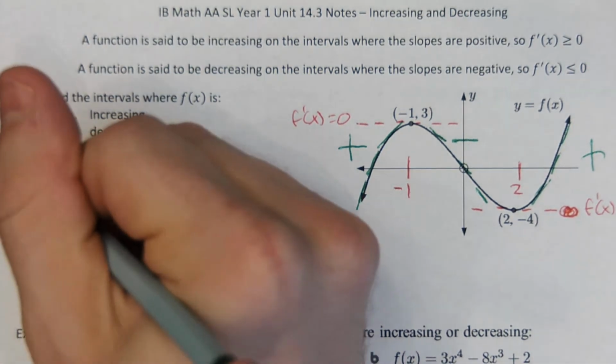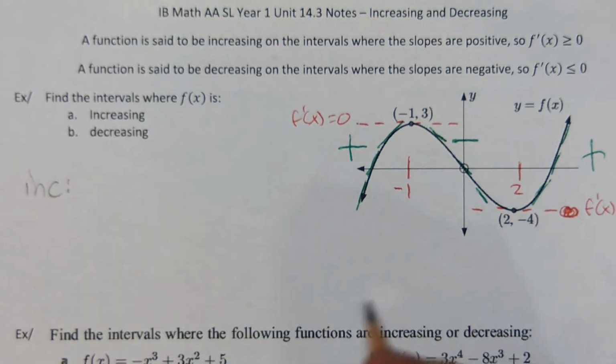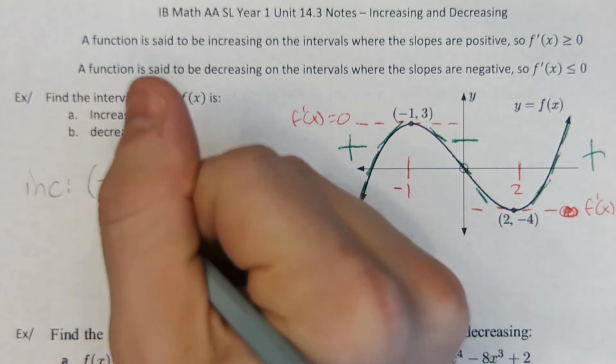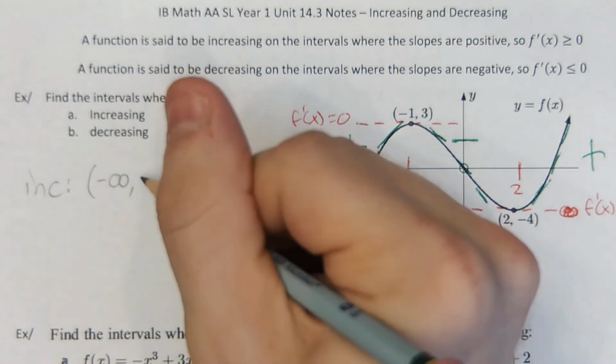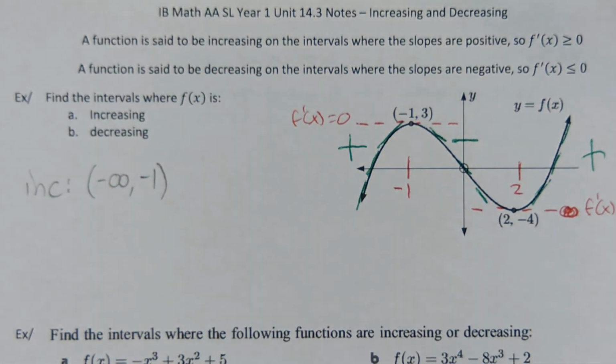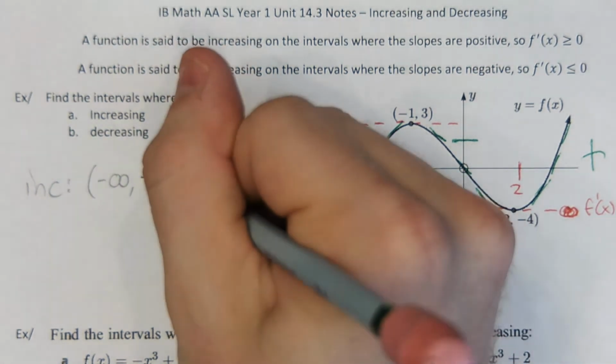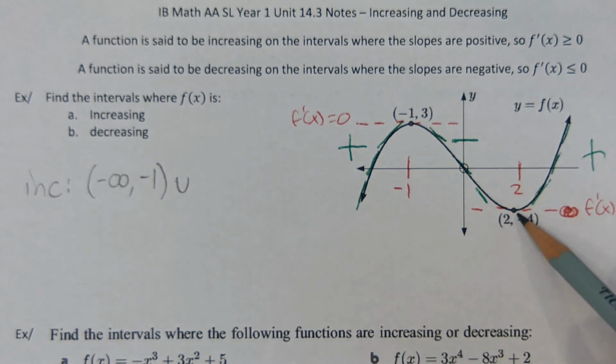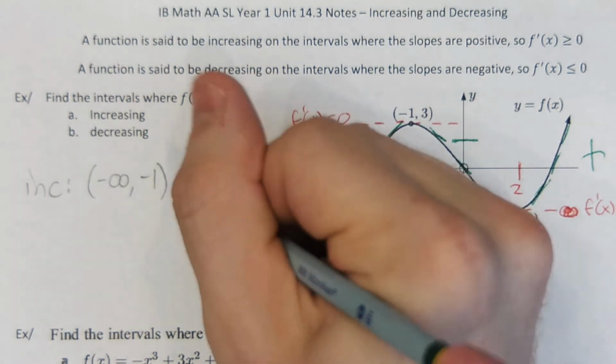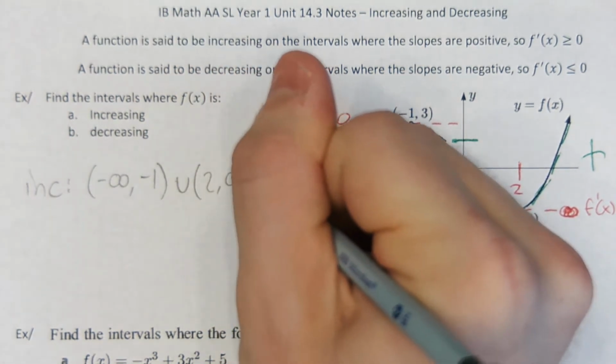Well, increasing is going to be from the far left at -infinity all the way up to x equals -1. I'm not going to include -1. I know the IB authors did, but I'm not going to. And it's going to continue increasing again after 2. So from 2 to positive infinity.